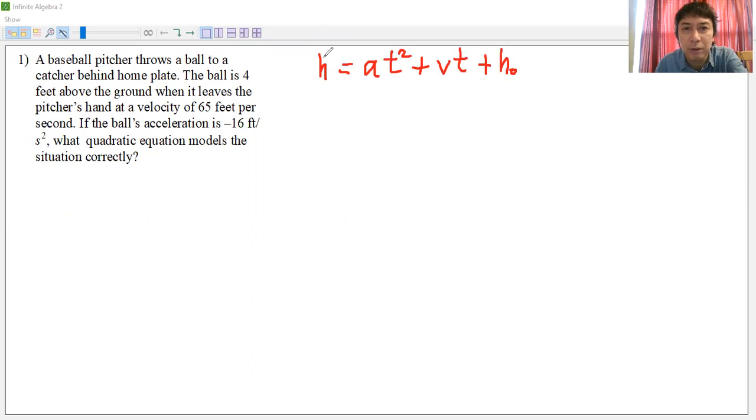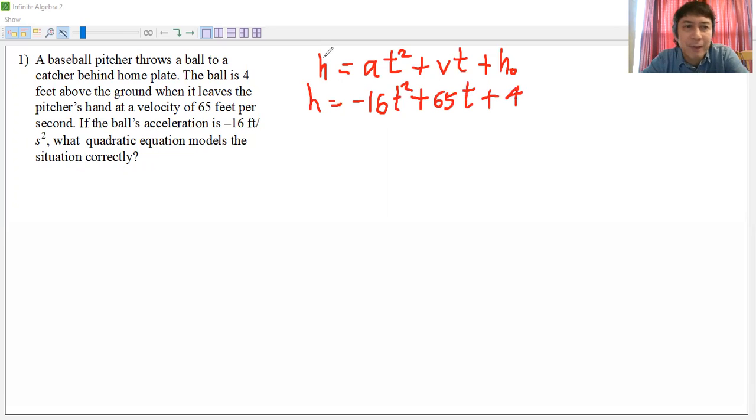Now the A is for the acceleration, so that will be reduced to negative 16. The V is the velocity of the ball, and that will be 65 feet per second. The initial height of the ball is actually 4 feet above the ground. So we have the data there, and we can now use those data over here. So this is negative 16 feet per second squared, and this is t squared plus the velocity 65 feet per second, so this will be 65, and the initial height of the ball is 4 feet there.